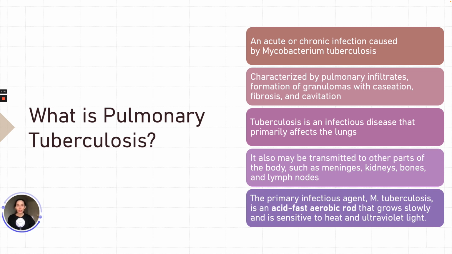And the primary agent is M. tuberculosis, an acid-fast aerobic rod that grows slowly and is sensitive to heat and ultraviolet light.